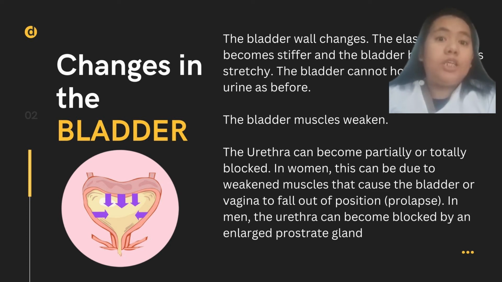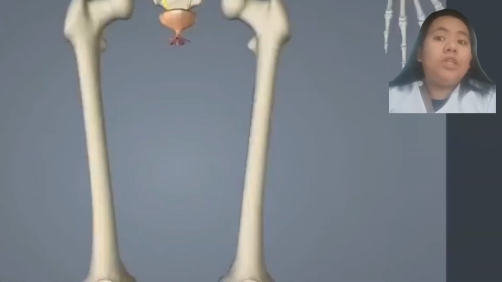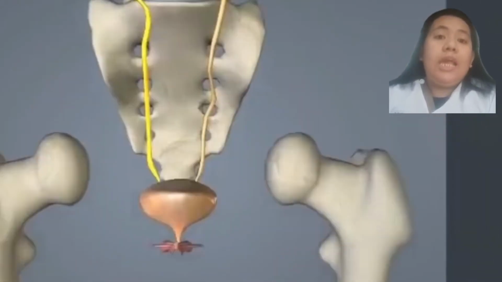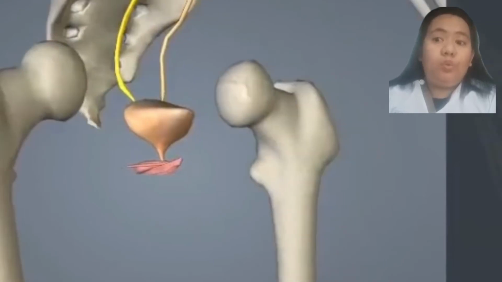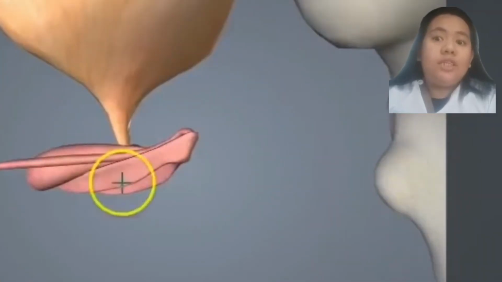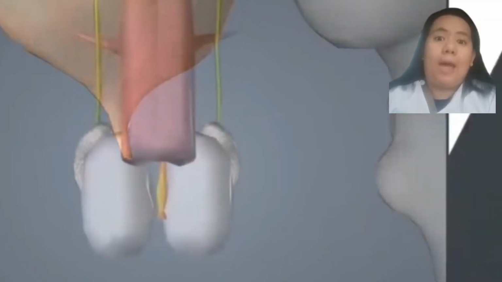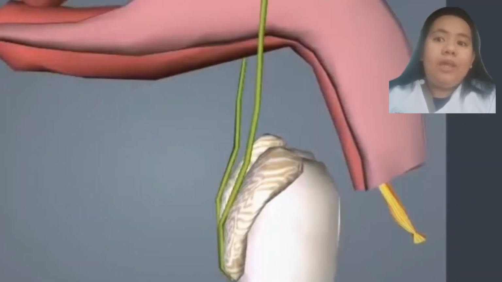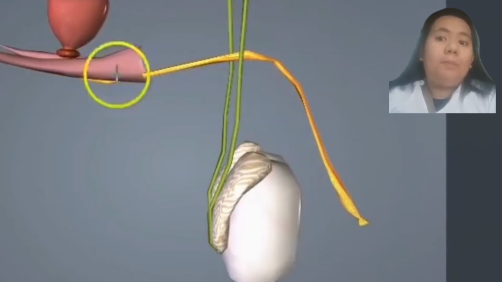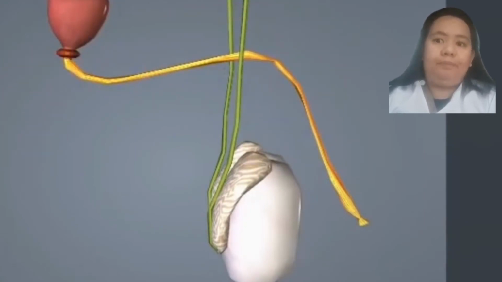Second, the bladder muscles weaken. Third, the urethra can become partially or totally blocked. In women, this can be due to weakened muscles that cause the bladder or vagina to fall out of position, or what we call prolapse. In men, the urethra can become blocked by an enlarged prostate gland.